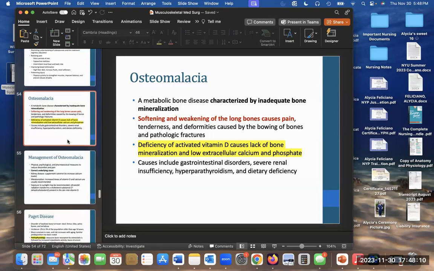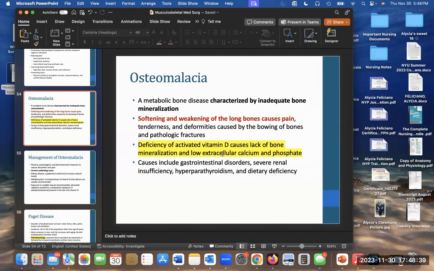So osteomalacia is basically inadequate bone mineralization. So there's a problem with that calcium and phosphorus that really help make up the bone. Remember, calcium and phosphorus have an inverse relationship. So if one goes down, the other one goes up, which doesn't help, okay? Or vice versa. This causes softening and weakening of the long bones. Remember I said long bones would be important? We're talking about bones like our femur. It's going to cause pain and tenderness and deformities of the bone.